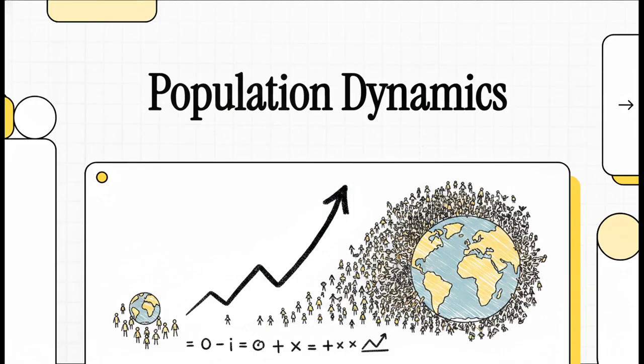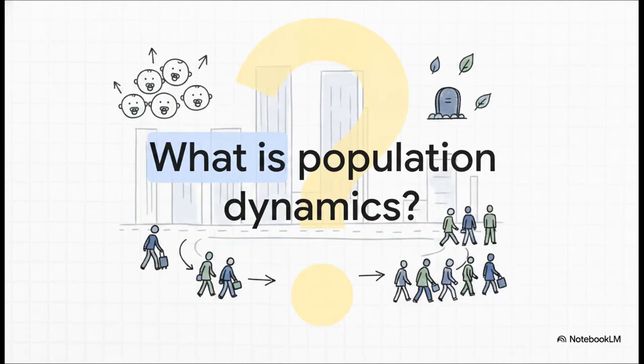So how did we get here? And more importantly, what does the math actually tell us about our future survival? Let's find out. So what exactly is population dynamics? Well, it's basically the study of how and why populations change in size, structure, and distribution over time.